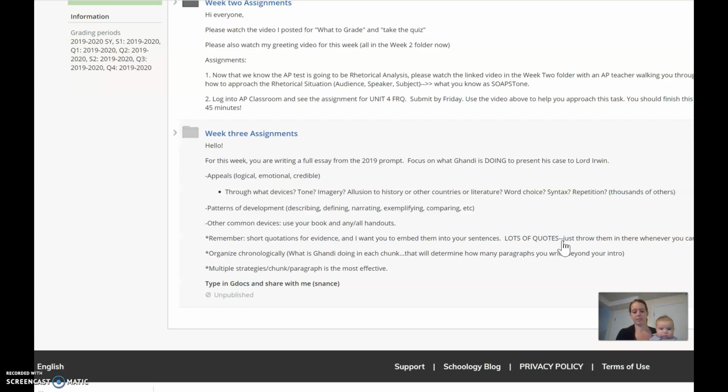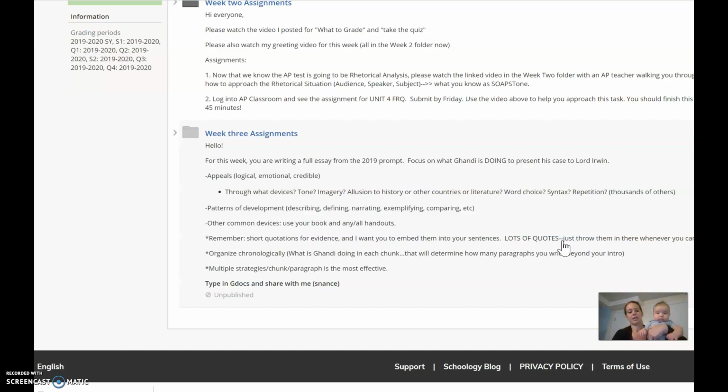The best way to do this is to organize it chronologically by what Gandhi is doing in each chunk, which means you get to chunk it up. That will determine how many paragraphs you write beyond your introduction paragraph, which should have the SOAPSTone in it: the context, the speaker, the audience, the purpose, or how he's presenting his case to Lord Irwin, who's his audience, things like that. Again, multiple strategies per chunk, per paragraph is the most effective.